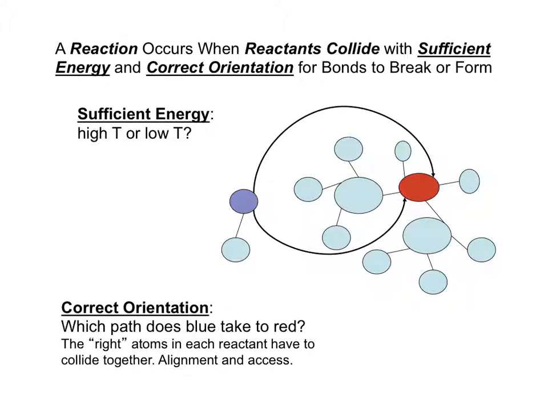Does sufficient energy mean high temperature or low temperature? Does correct orientation mean the blue takes path 1 or path 2? The answers are.